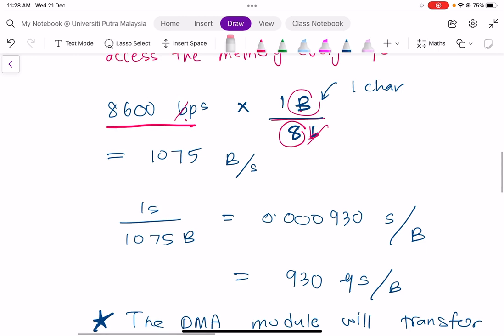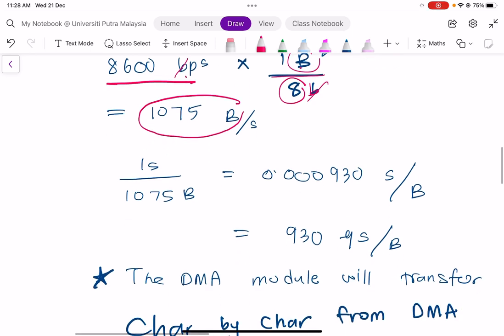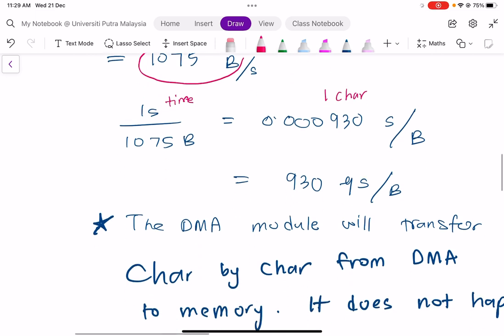Now moving on, what does this value tell us? It tells us that we are transferring 1075 bytes per second or 1075 characters per second. Now I need to know how much time is needed to transfer one character or 1 byte only. So I would divide 1 second, which is the time that we need, over the total number of characters. So I would get the time per character. The time to transfer 1 character is 0.00930 seconds per character, and this is the time taken to transfer 1 character.